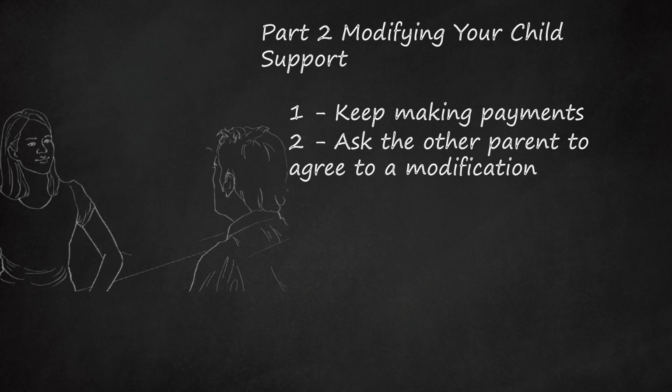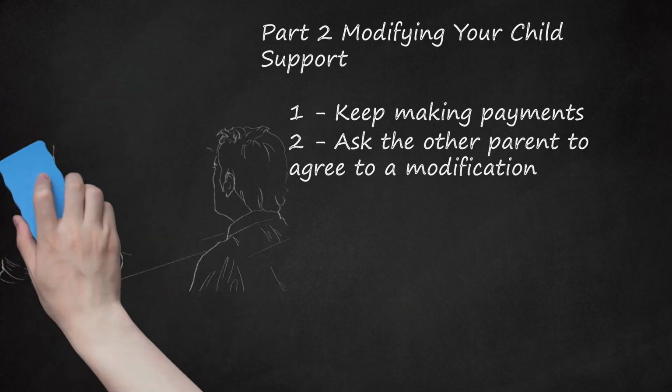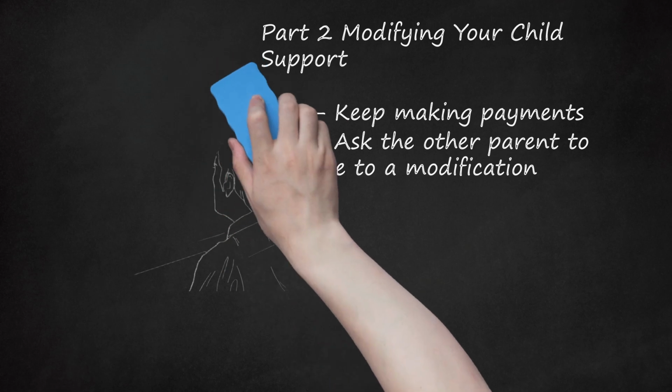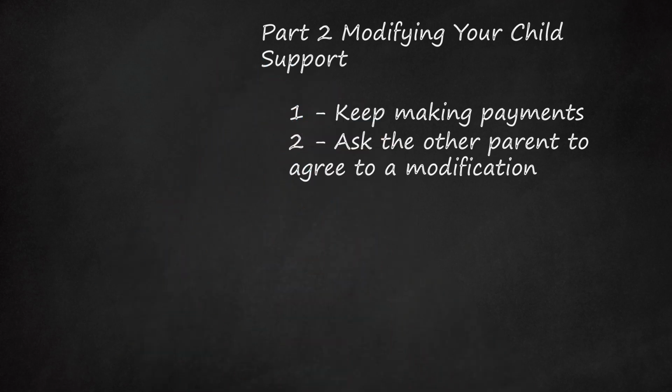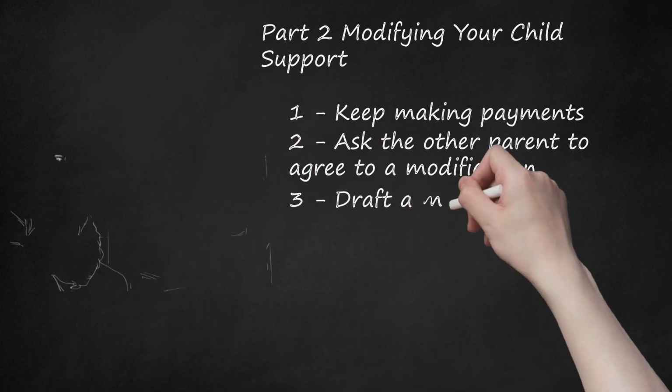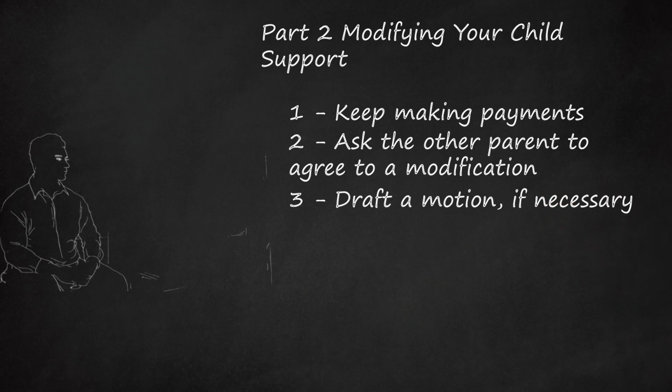Your court should have a printed form you can use. For example, if you are in jail for a year, then you can agree to reduce or suspend payments for a year but then start again as soon as you get released. 3. Draft a motion, if necessary.